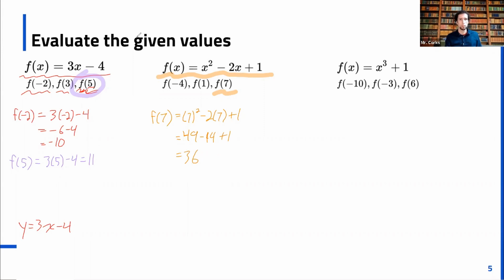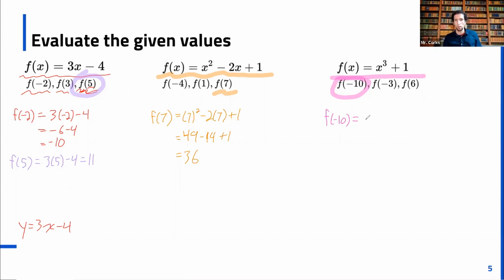Okay. Let's do this one too. This function, f of negative 10, when our x is equal to negative 10. Okay. Nagina got the answer. No one else. Okay. Alisher too.